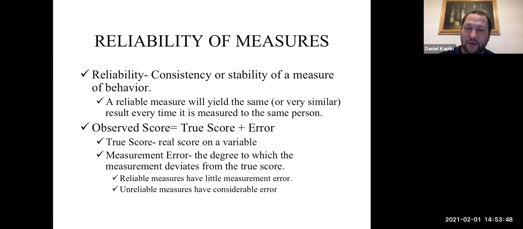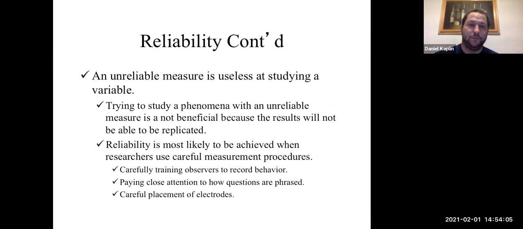So all observed scores are a combination of your true ability plus error. And the more reliable a measure is, the less error it is going to have. We know that all instruments have some error, but we want as little error as possible.